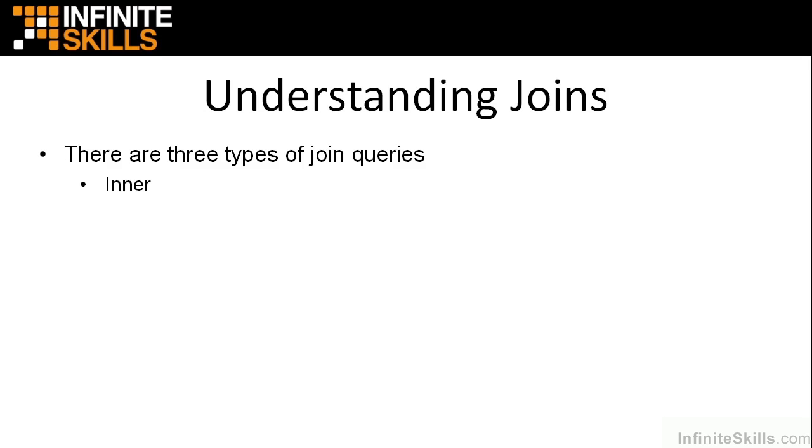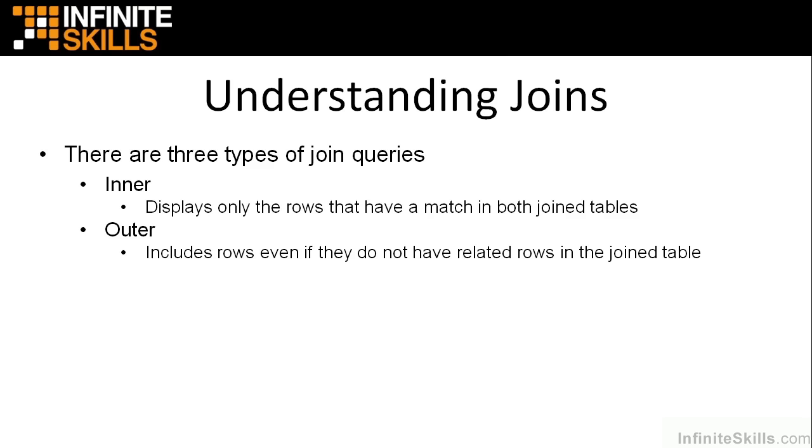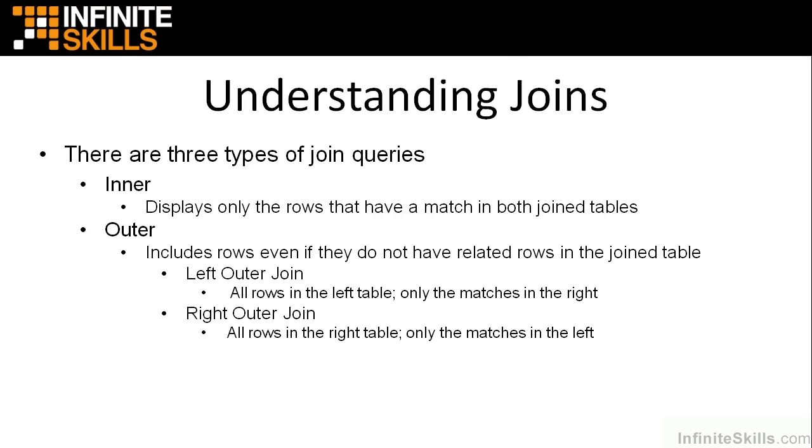Now, there are three types of join queries that we can do. There's inner, and this displays only the rows that have a match in both join tables, and we'll demo these a little later. An outer join includes rows from one or both of the tables, even if they don't have related rows in the join table. And there's three types of these. There's a left outer. It'll return all the rows in the left and only the matches in the right. A right outer returns all the rows in the right, only the matches in the left. A full outer returns all rows in all join tables. And you're thinking, why would I want to do these? Just hang on, you'll look at demos a little later.